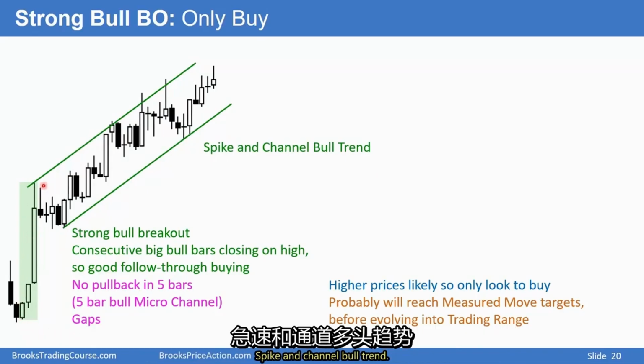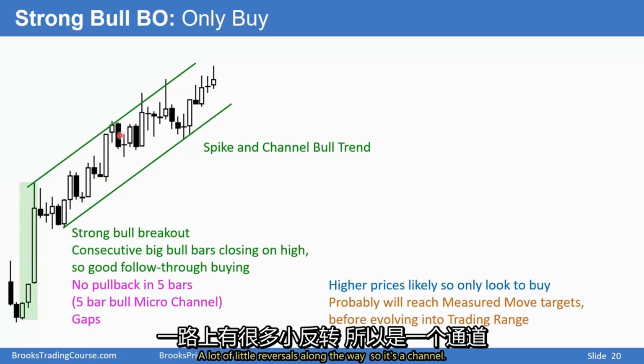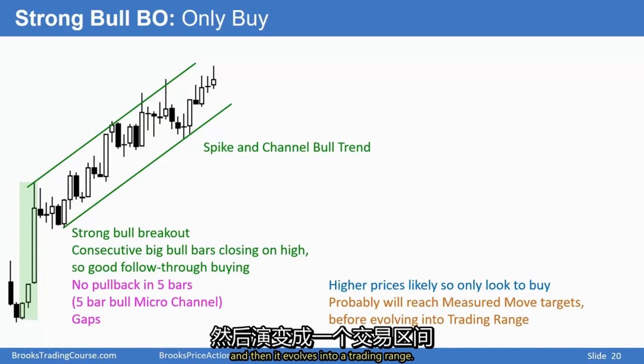Spike and channel bull trend. Bull breakout, so a spike up, a pullback, and then the channel. A lot of little reversals along the way, so it's a channel. And usually a spike and channel bull trend has a bear breakout and then it evolves into a trading range.